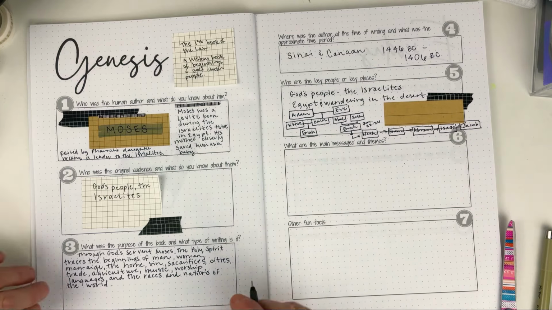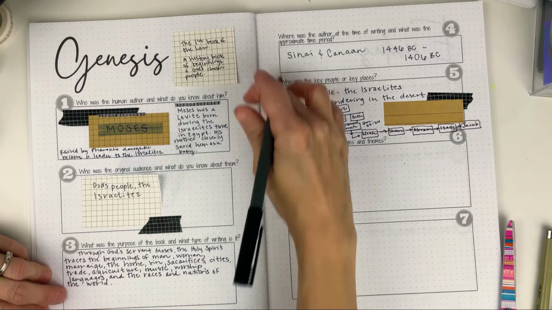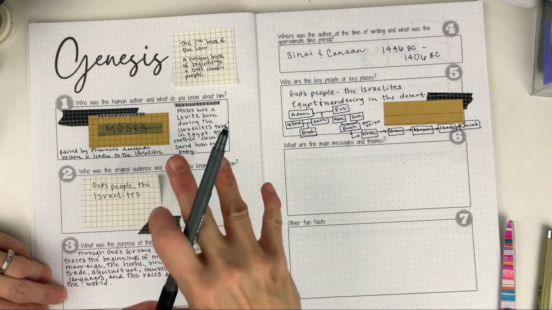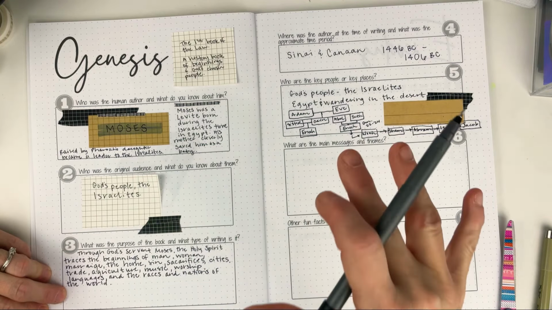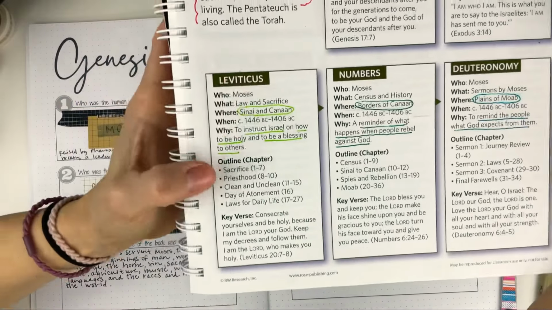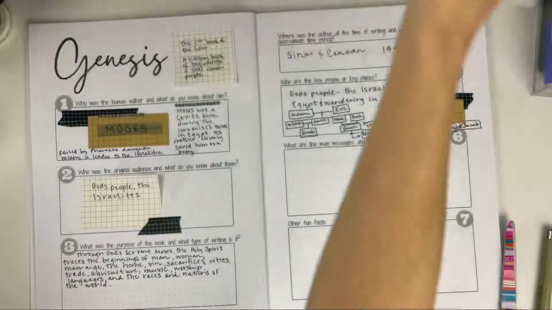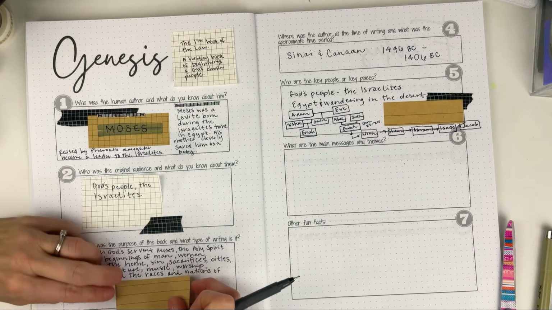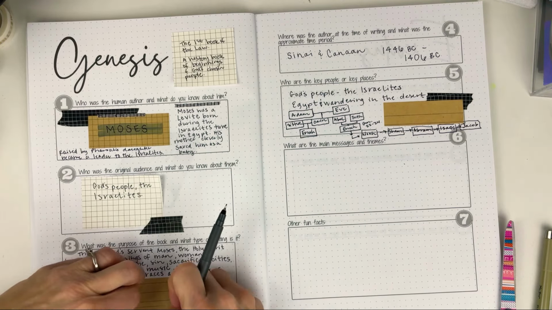What was the purpose of the book and what type of writing is it? That kind of goes up here with the history book, but that's okay. You aren't always going to find exactly what the prompts want, okay? But this book right here gives me why, and so I'm going to write that down. Let's get another piece of paper so that this will stand out here.